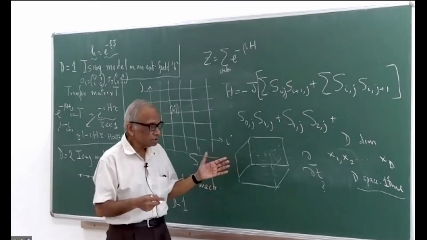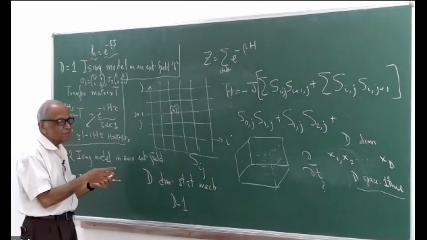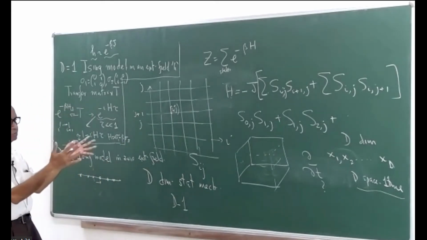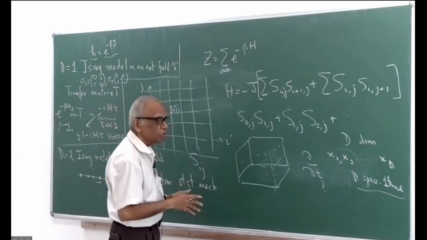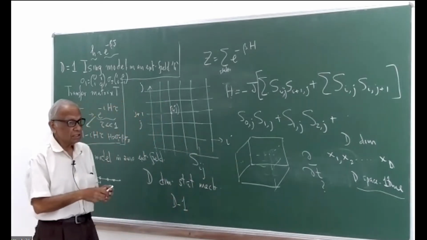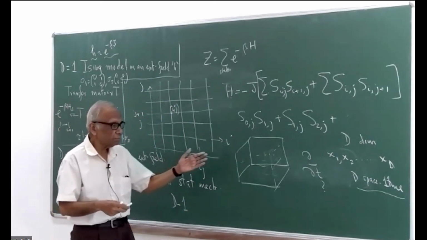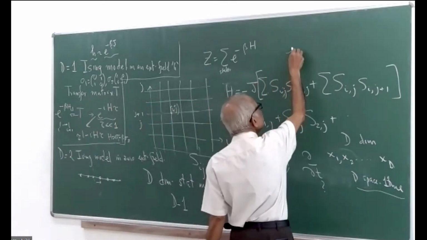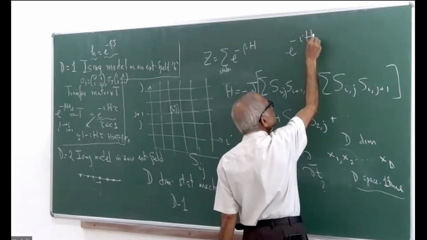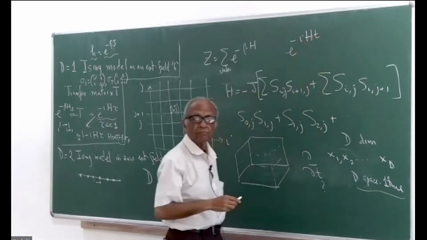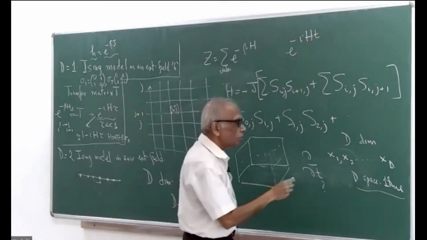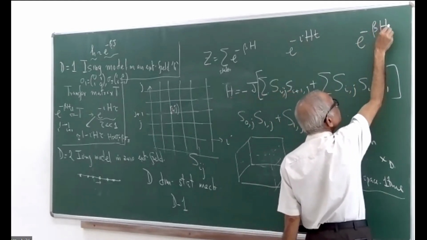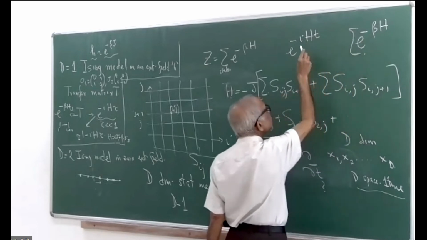That is the Stat.Mech QFT correspondence. Your transfer matrix is e to the power minus iHt. Your Stat.Mech is the partition function summed over this configuration.